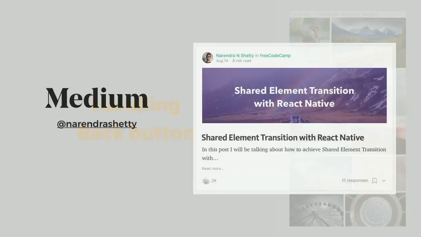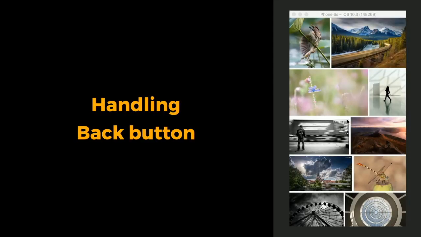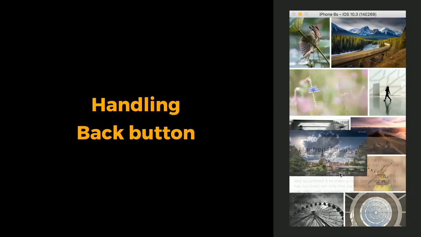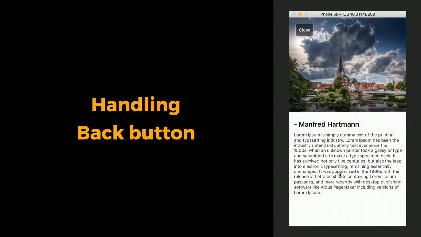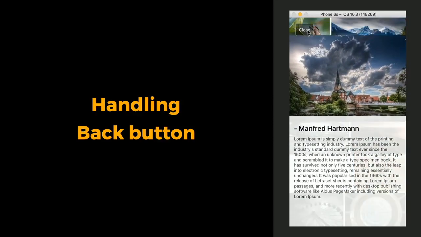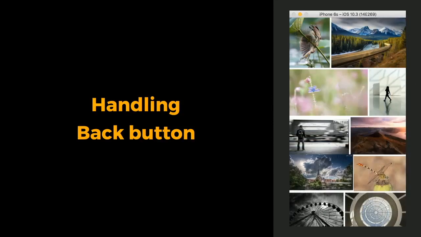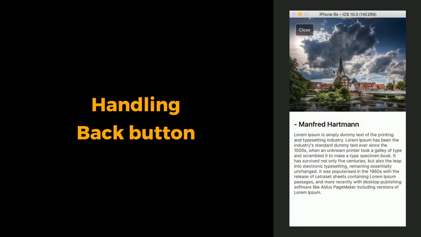When you click on that image, it animates to the actual position, and when you hit the back button, you can see the entire animation happens in reverse. And there is no other code to be written for this, just change the animated value and the entire animation happens in reverse.